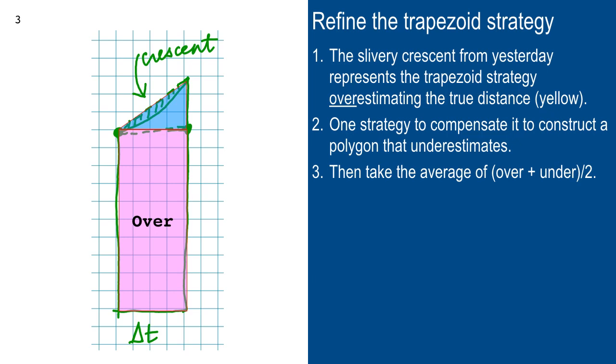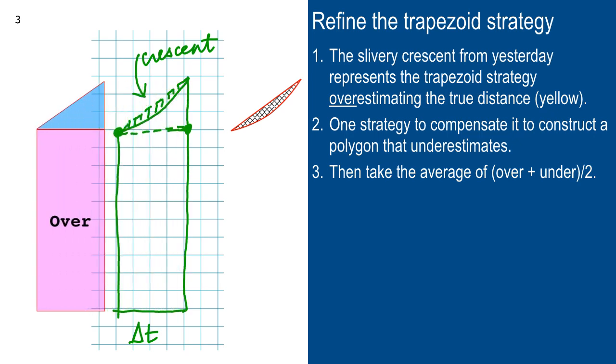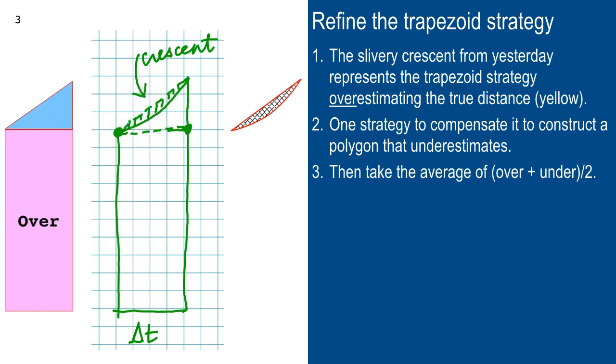The trapezoid that we did yesterday, or Tuesday, it's fairly easy to do, but it does overestimate relative to the true distance. And that crescent, here's the crescent, and let me just park it over here to the side, and then let me put the overestimate over here to the left. That overestimate is useful, but it does overestimate by the area of that little slivery crescent. Here's the true. This yellow area here, let me park it over here to the right. That's the true area.